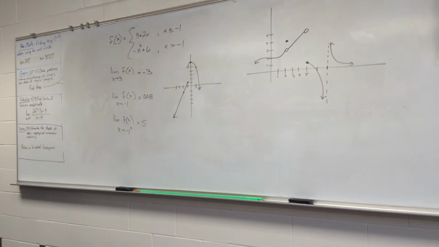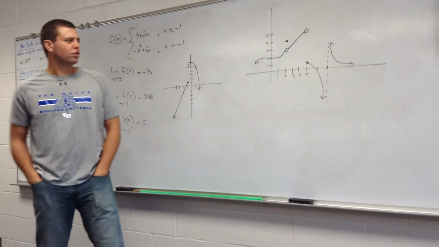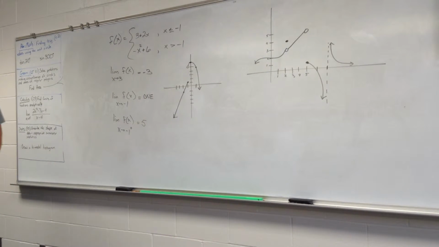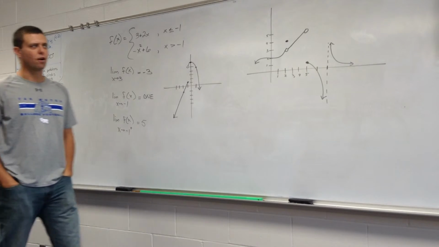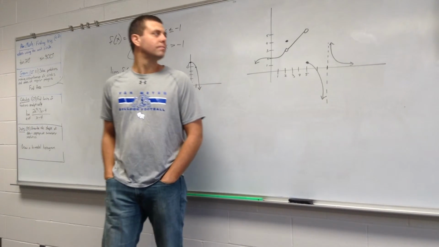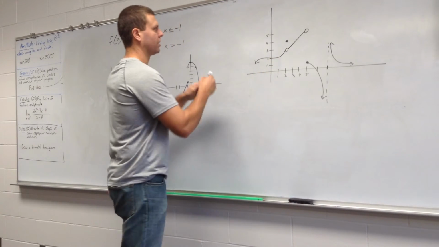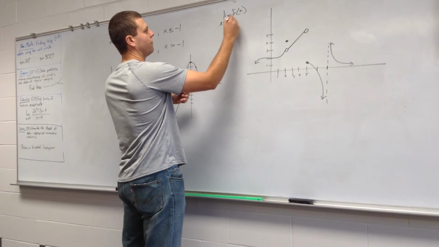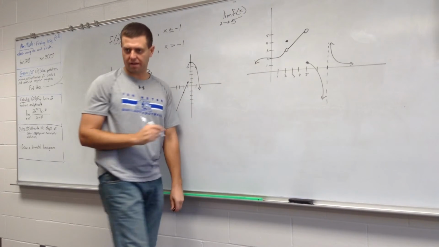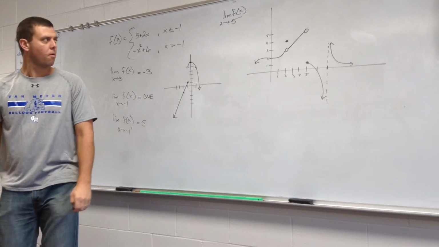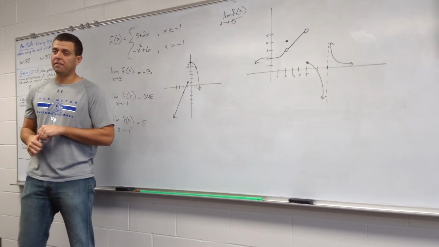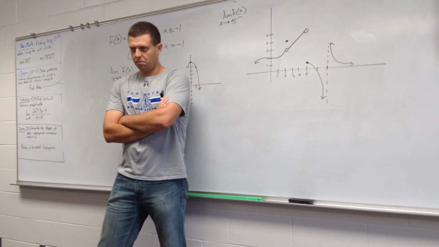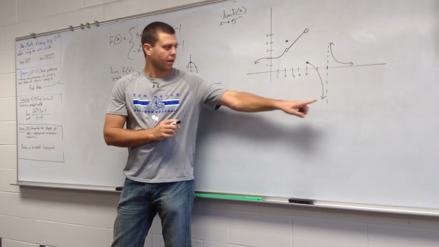Okay? What is the limit of this function as x approaches 5 from the left? So that would be a negative. Okay? So it would look like this. The limit of the function as x approaches 5 from the left would be a negative. Okay? What is the limit of the function as x approaches 5 from the right? 1. You guys see that? Okay?